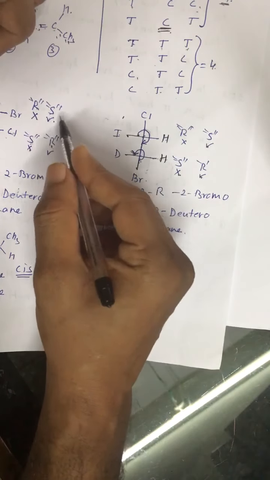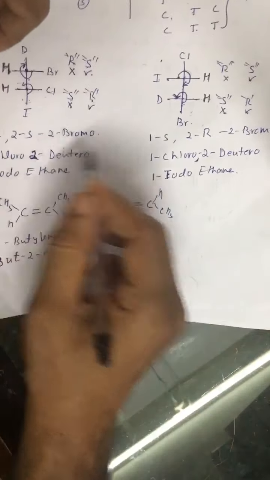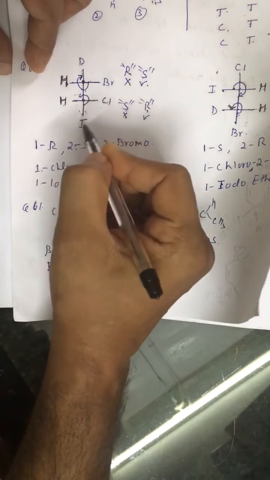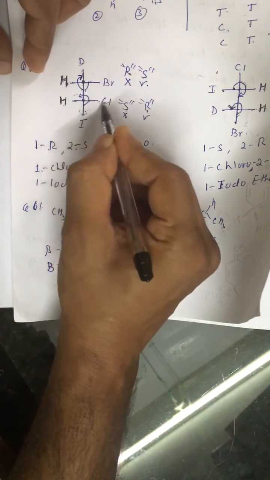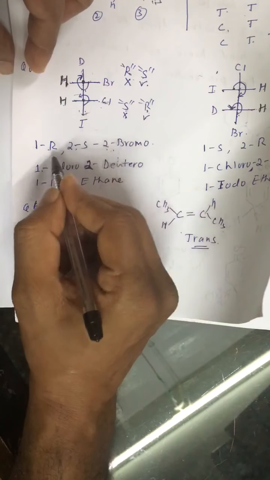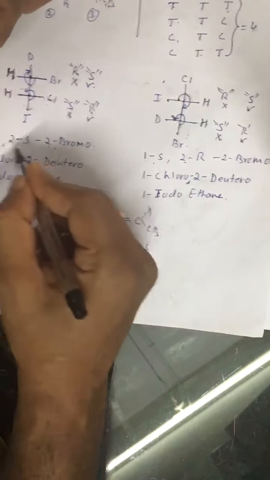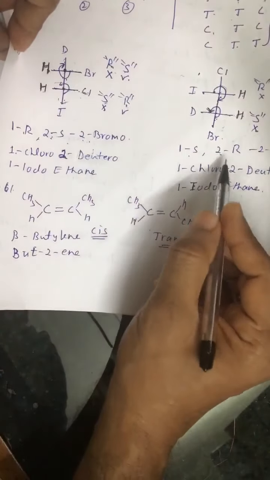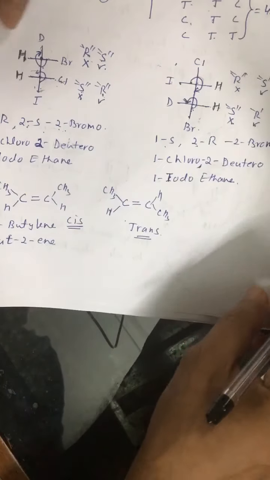So previously it was S R, now it is R S. If you look at the naming, it is 1R 2S, meaning numbering is done from this end because we have two substitutions, but while naming, bromine is written first. So 1R 2S, whereas this is 1S 2R. That means optical rotation is changed. That means these two are basically enantiomers.